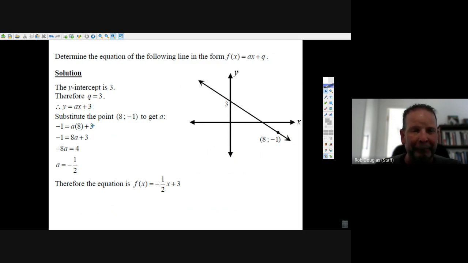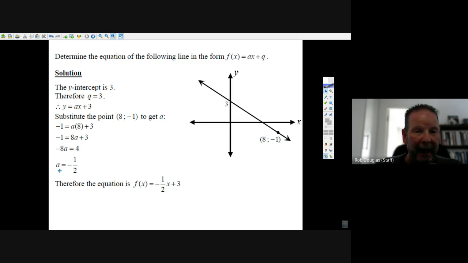It's plus 3. Now all you do is take the 8 and substitute it in instead of x. So substitution is the big thing here. And y is minus 1, so instead of y, you put minus 1. Now you've got 8a plus 3. You subtract 3, and you get minus 4 equals 8a. Then divide. 4 divided by 8 is a half, so a is negative a half.